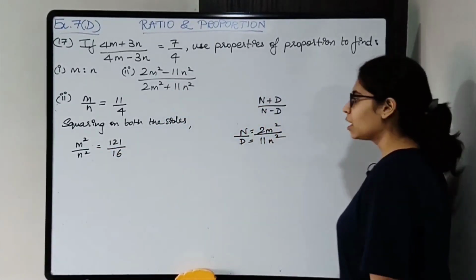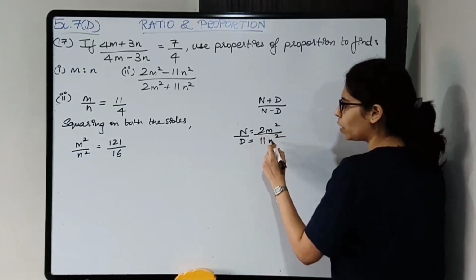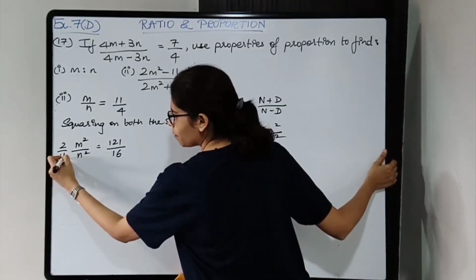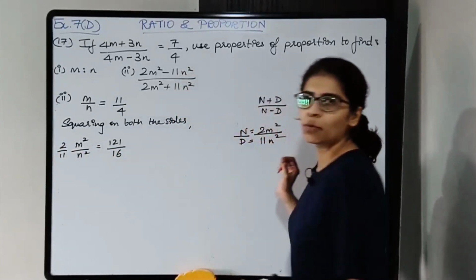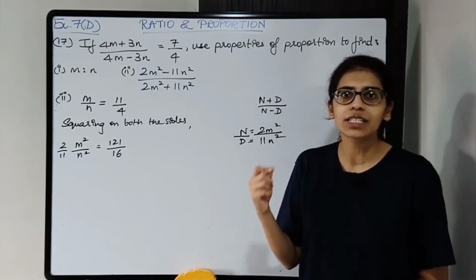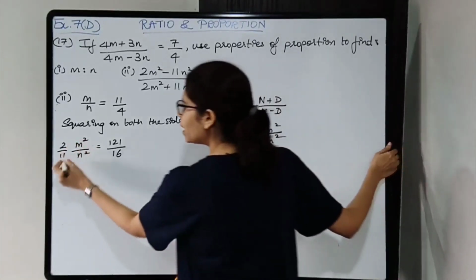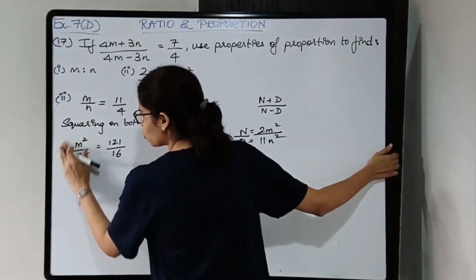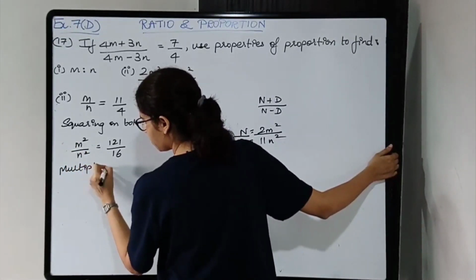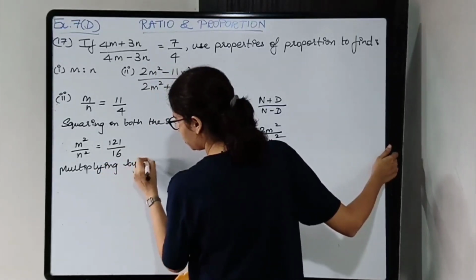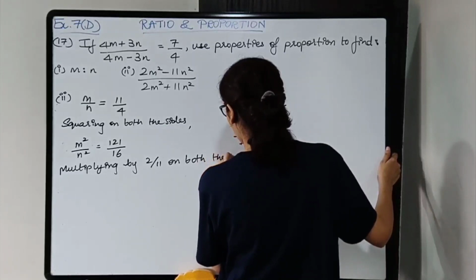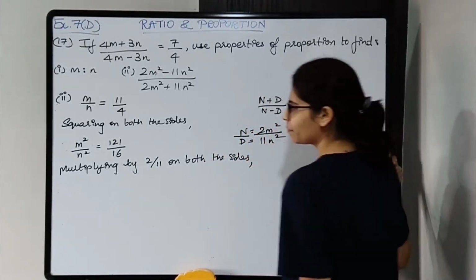Now with m square I need 2 and with n square I need 11. Here I need 2, here I need 11. So I need to multiply by 2 upon 11. Now I cannot multiply only on one side. I need to multiply on both the sides. So we'll multiply by 2 by 11 on both the sides. Multiplying by 2 by 11 on both the sides. You have to give statements, okay?